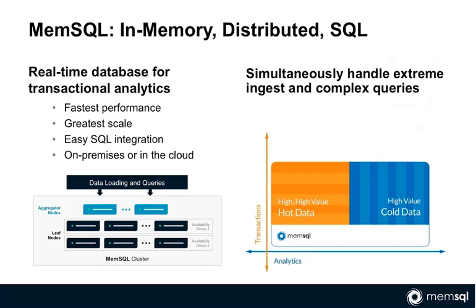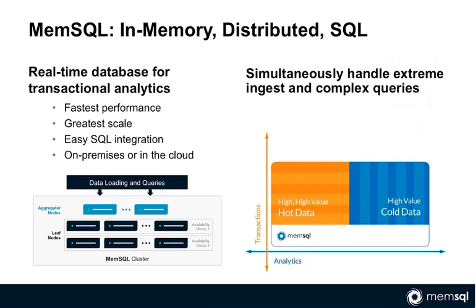From a big picture perspective, you can see what the architecture of a typical MemSQL deployment looks like on the left. Again, a real-time database for transactional analytics with the fastest performance, the greatest scale, SQL compliance, and being able to deploy this on-premises or in the cloud. The architecture is made up by deploying MemSQL across a number of nodes where that cluster can scale out to grow in capacity and performance as needed.